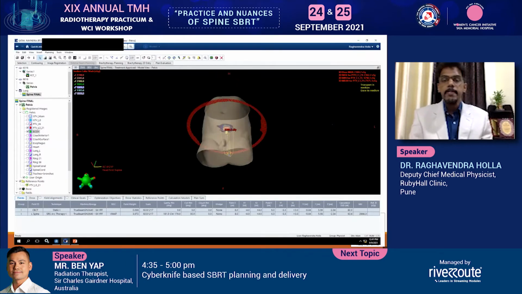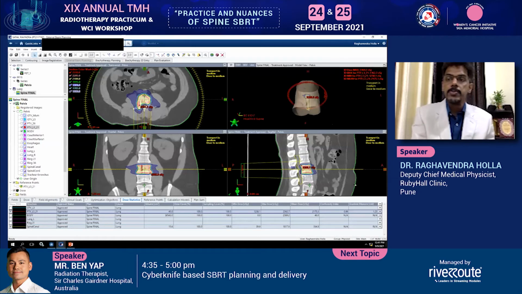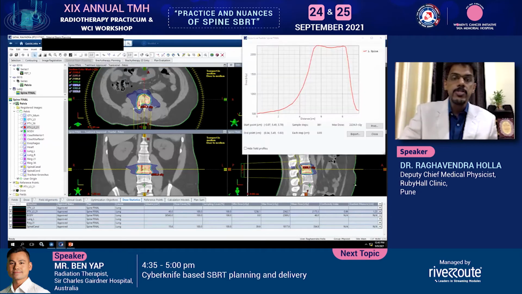During planning, I placed a full 1 arc with the 6 FFF beam energy. And this is how the optimized plan is. You can see the very high or steep dose gradient towards the spine here. And this is how you can see the dose gradient here. The dose falls from 21 gray to about 600 gray within 2 mm.